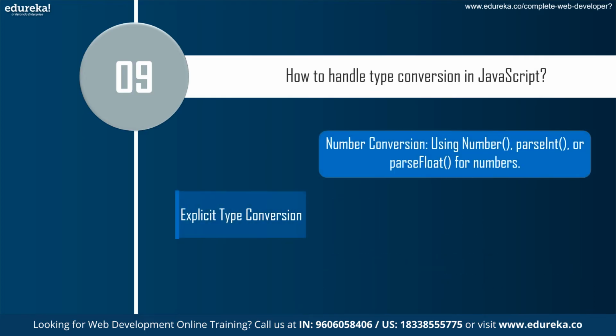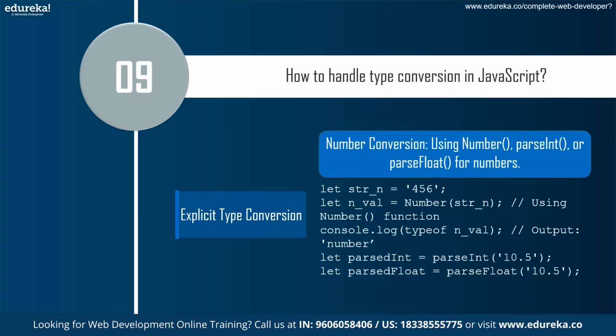Next, we have number conversion using the Number function, parseInt function, or parseFloat function for numbers. In this example, let stringN equal to 456. Here 456 is declared as a string.